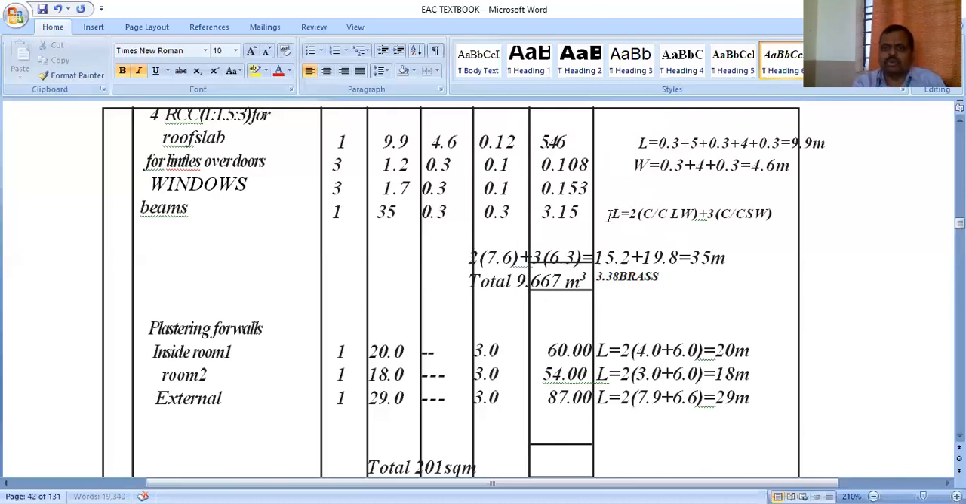See here, length is equal to 2 into the center to center distance of the long wall plus 3 into the center to center distance of the short wall. And how much will it be? It is also very simple. It will be equal to 2 into bracket 9.6, which is the center to center distance of the long wall, plus 3 into bracket 4.3, which is the center to center distance of the short wall. I'll just calculate it.